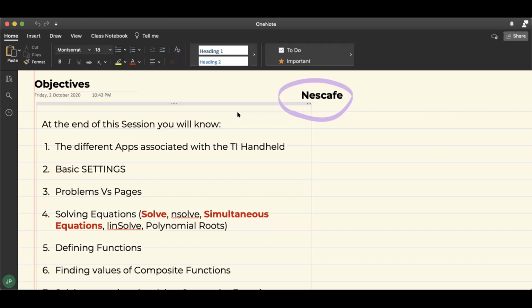Now, one more question before we go on. When I ask which model you are using, I want you to answer with one of two words, CAS or non-CAS. Wait till I say the magic word. When I say which model, you've got to write down CAS or non, one of the two. Got it? All right. Which model of the TI-Nspire are you using? And the magic word is, wait, Nescafe.